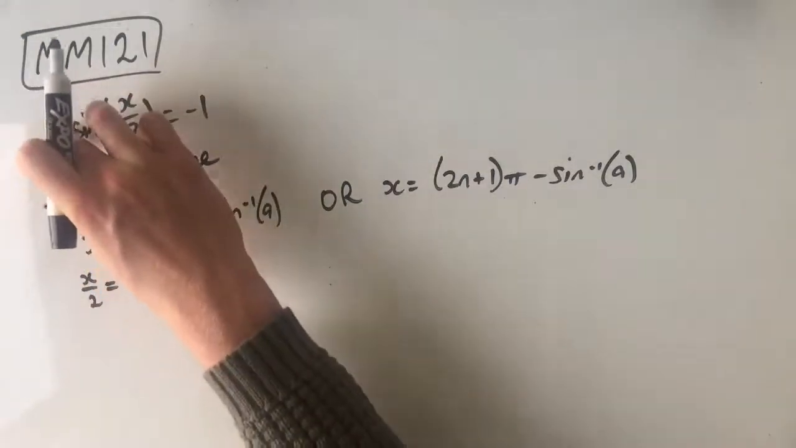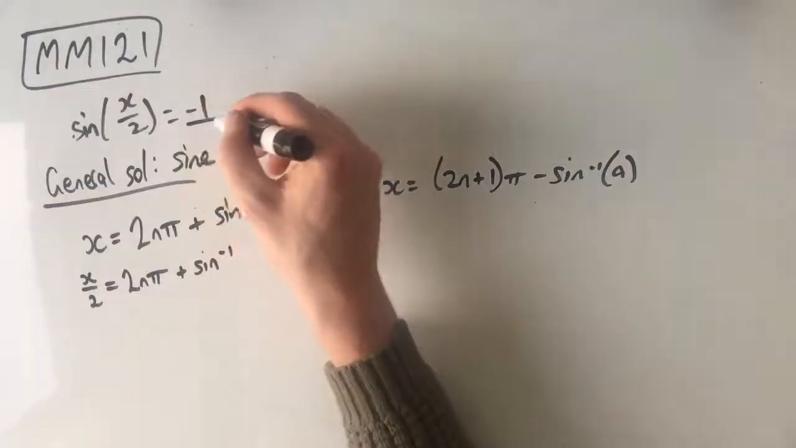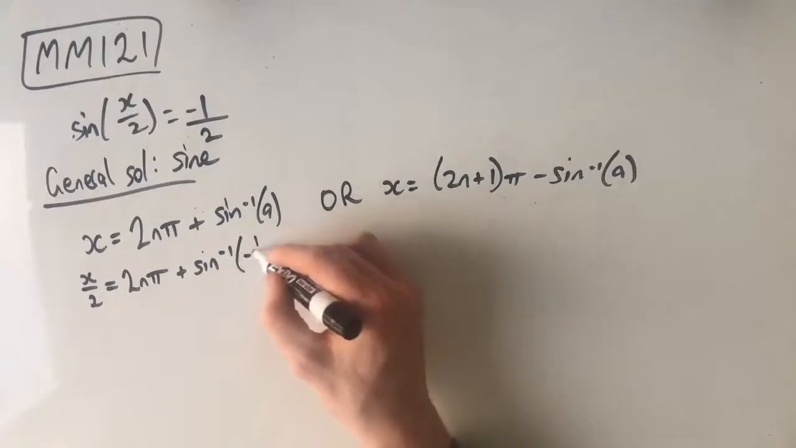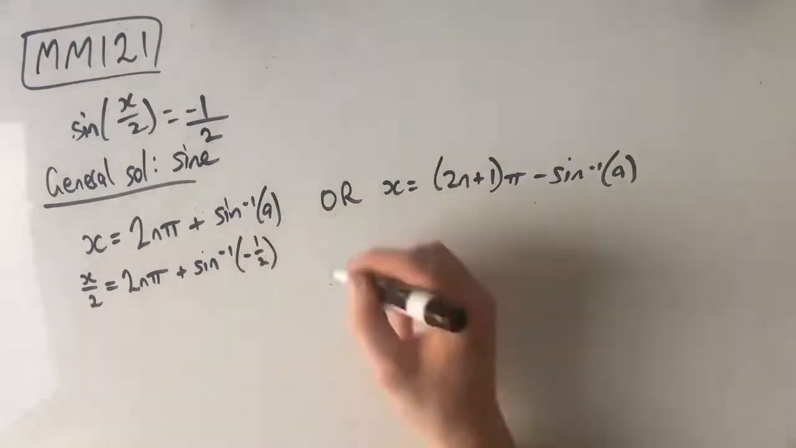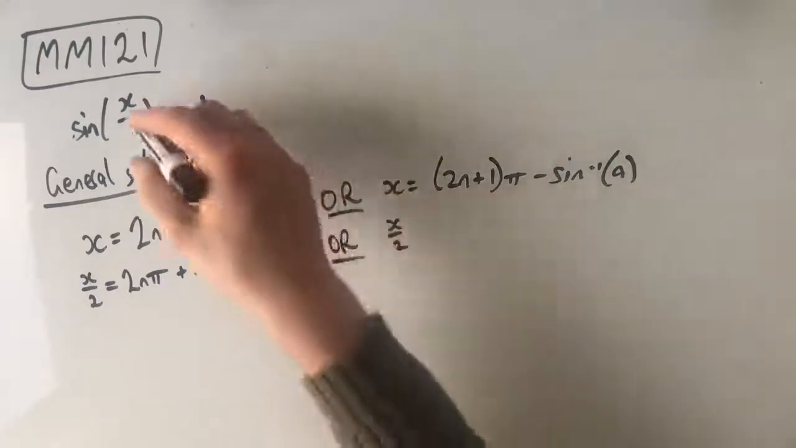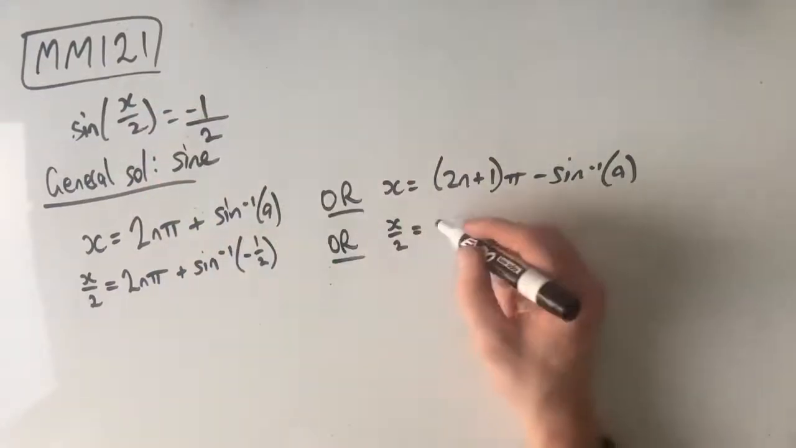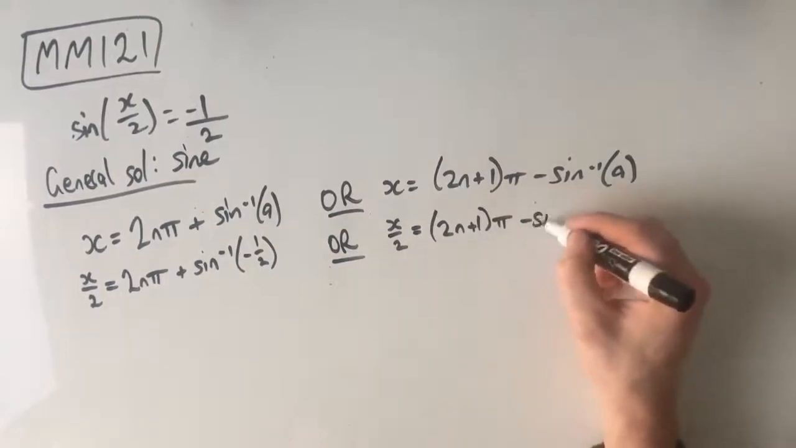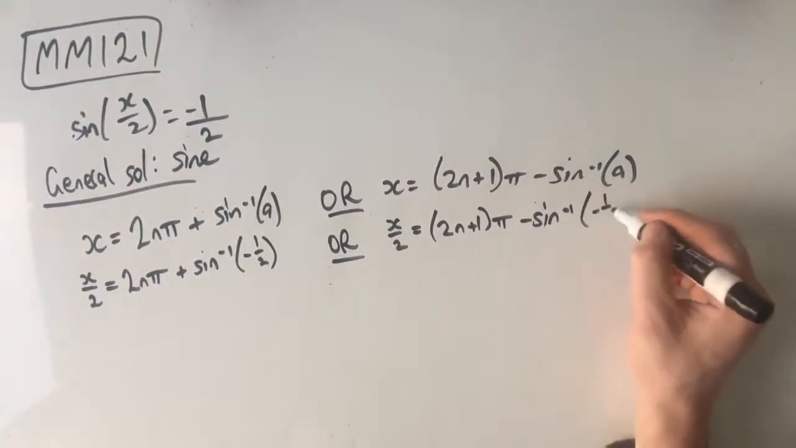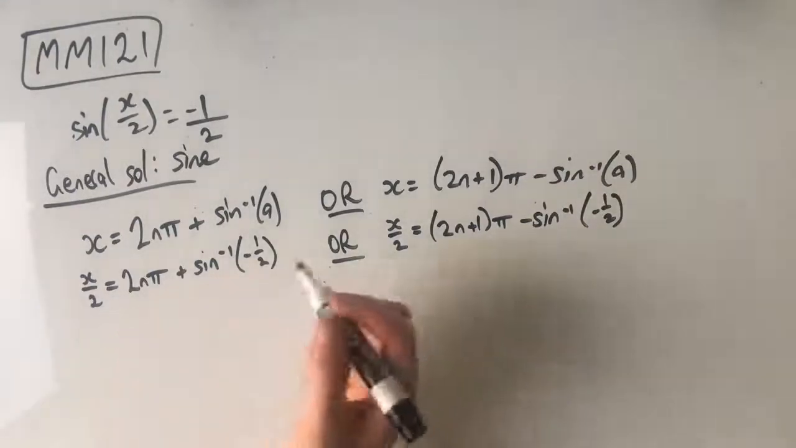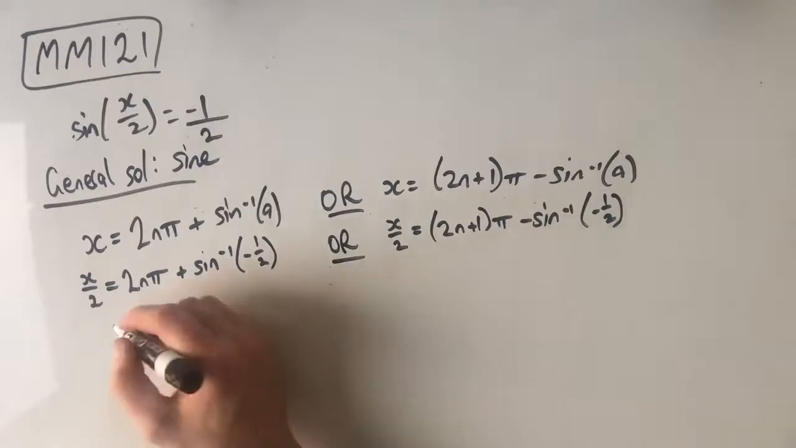Now you can do your own line of working for this, but this is basically going to become sine x on 2 equals negative 1 half. So what we're going to have in here is negative 1 half. Awesome. Or x on 2, because remember we're replacing our angle with x on 2, equals 2n plus 1 pi minus inverse sine of negative 1 on 2. Fantastic. So what we're going to do from here is get it into a form that is easily digestible.